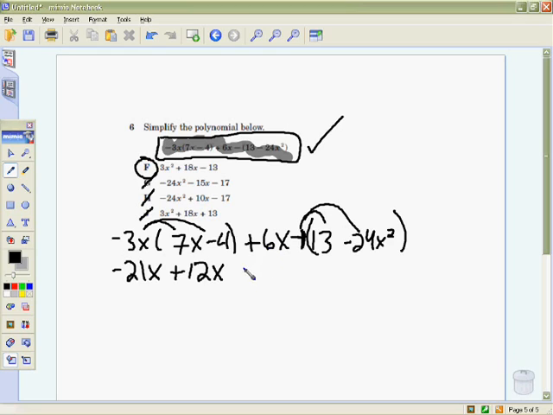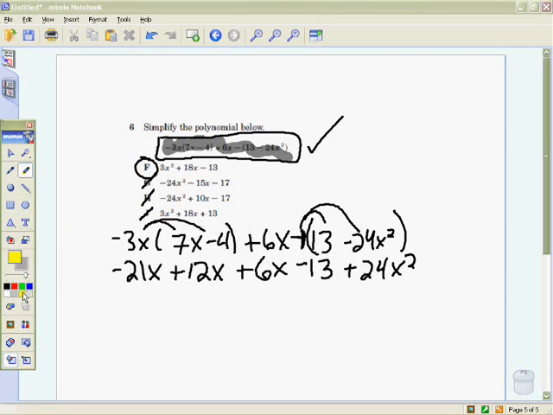I have a plus 6x out here by itself. I can just bring that down. Distribute my minus 1. Minus 1 times 13 is minus 13. Minus 1 times minus 24x squared is a plus 24x squared. Now combine my like terms. This is an x squared. I have a minus 21x squared there and a plus 24x squared there. When I combine those, I get a positive 3x squared.